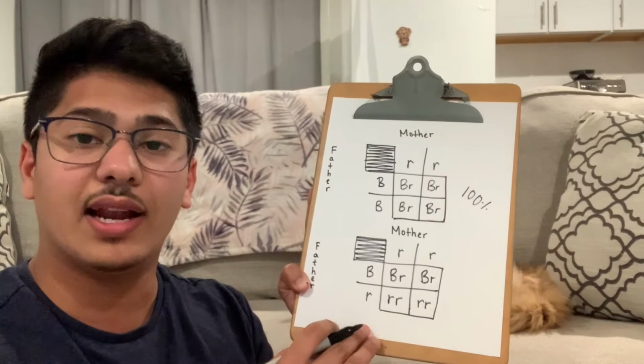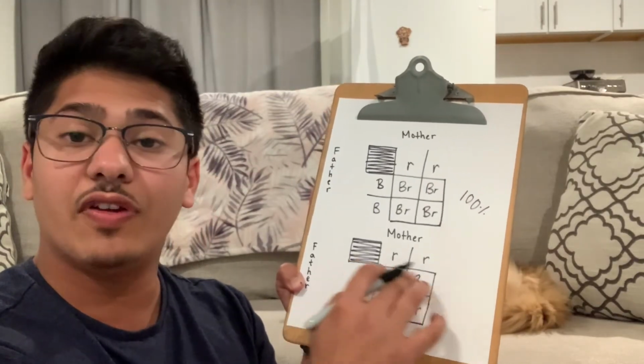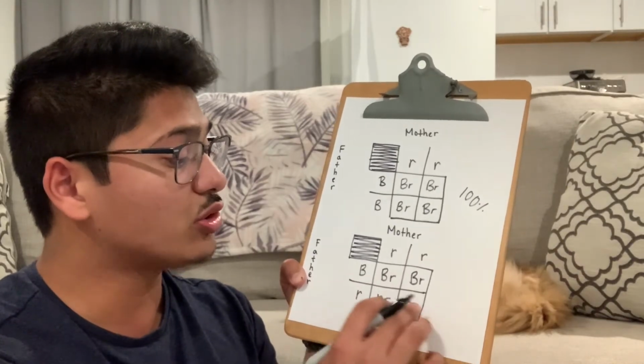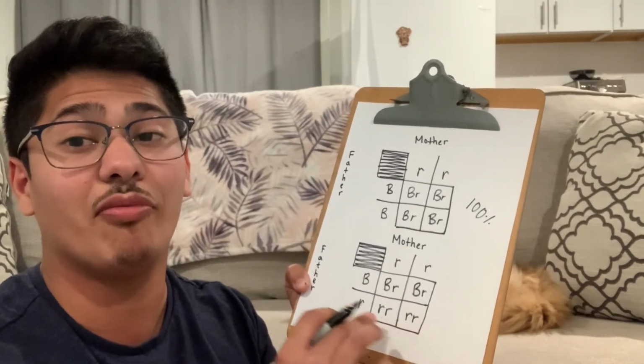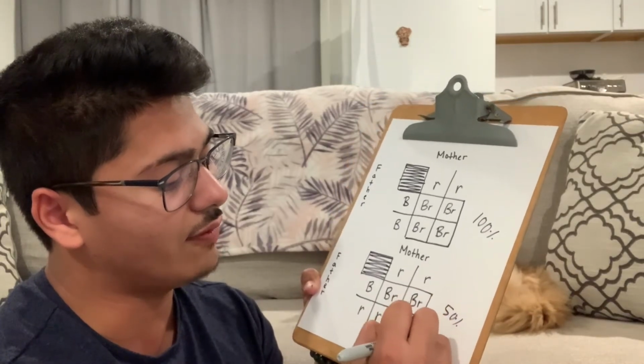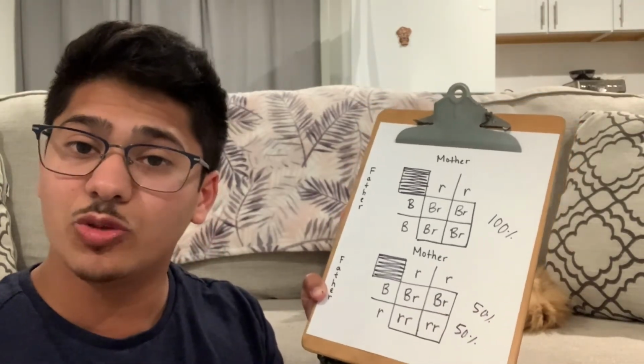You could see here that I was 50% likely to have brown eyes in this example. And I was also 50% likely to have blue eyes in this example. So it would have been 50 and 50, which is pretty cool. Now, that said, that's really all there is to inheritance.